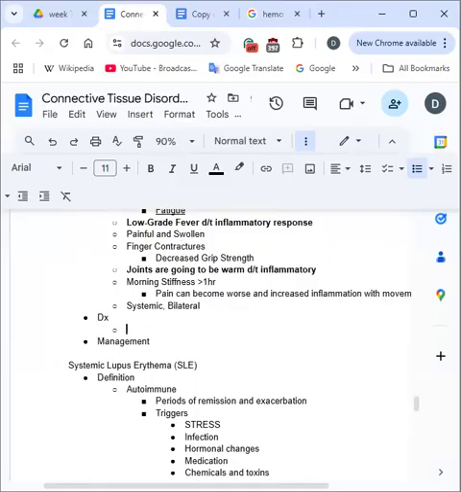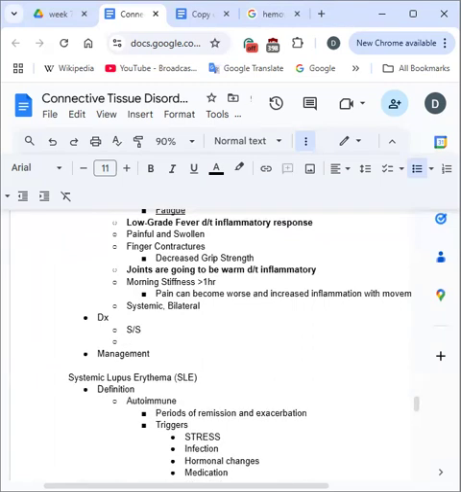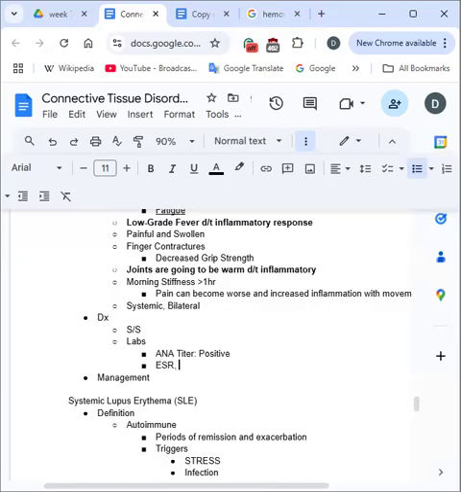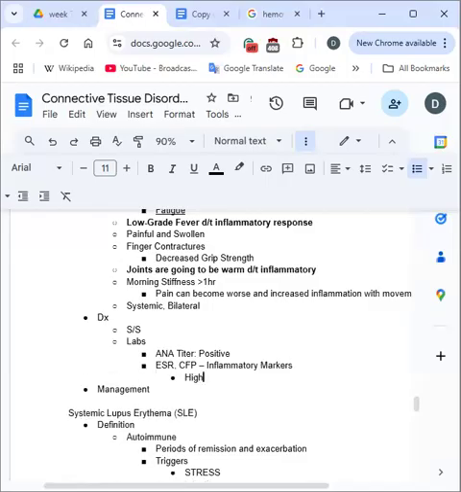So your diagnostics are going to include signs and symptoms similar to the other one, but there are other labs, and we did talk about these other labs. What are some labs that you expect to be different due to chronic inflammation? Yeah, the ANA titer. This is going to be positive. The ESR and CRP, these are inflammatory markers, and these are going to be high.